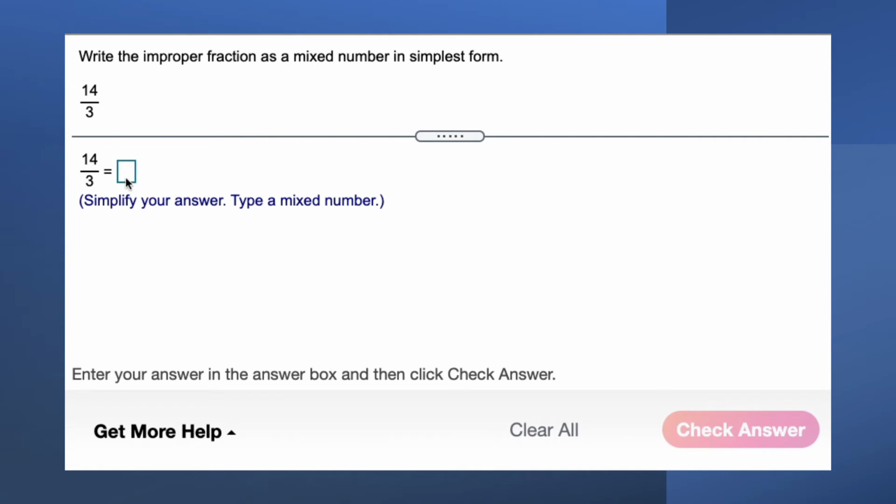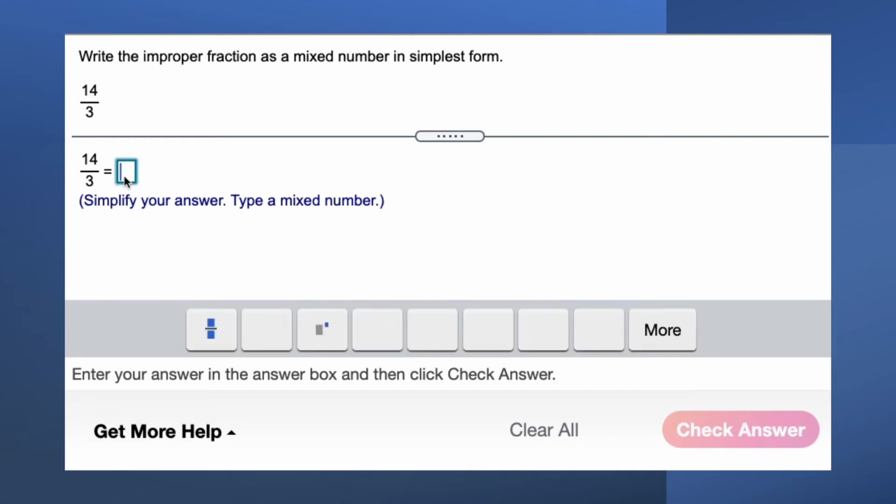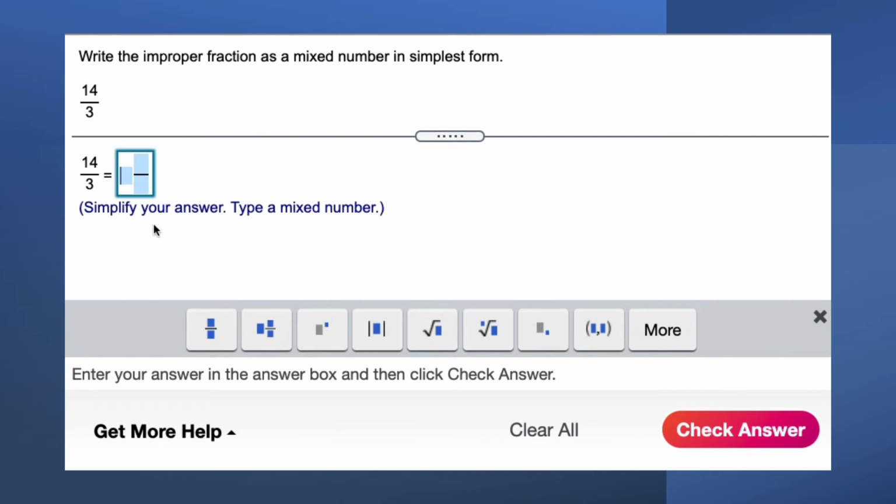To type in a mixed number into MyMathLab, we'll put our cursor in the answer box and select the mixed number template in the math toolbox. This is the second button from the left. In the box outside, or to the left of the fraction, we'll type in the 4. Then we'll move the cursor to the numerator position. You can do this by clicking above the fraction bar, or you can select the right pointing arrow on your keyboard to move the cursor. Next, type in a 2, and then move your cursor beneath the fraction bar to type in a 3.